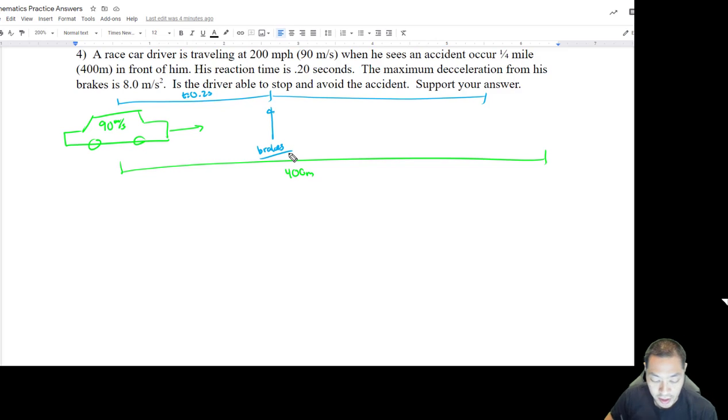So the race driver hits the brakes right there, and then it's going to come to a stop, or at least try to. The acceleration here is negative 8.0 meters per second squared. So that's deceleration. That's negative from the other way. And we want to know, does it stop in time? So we want to know if this d plus this d will be less than that d.